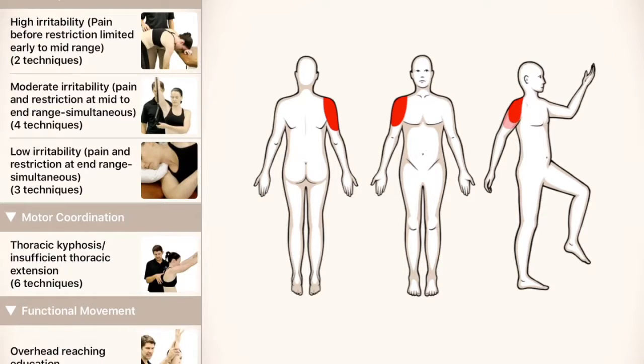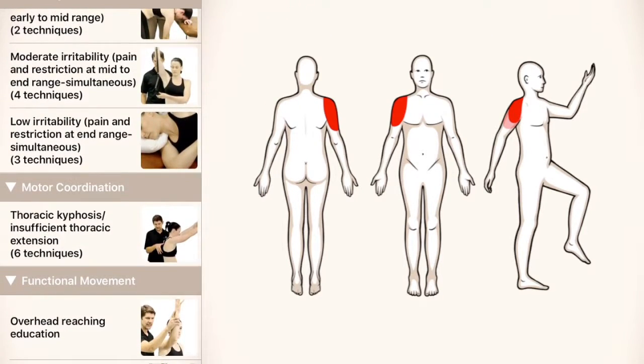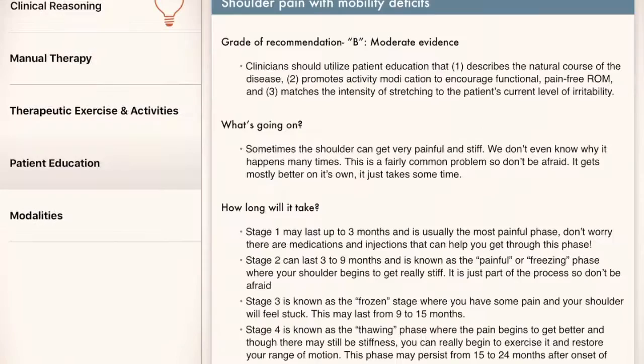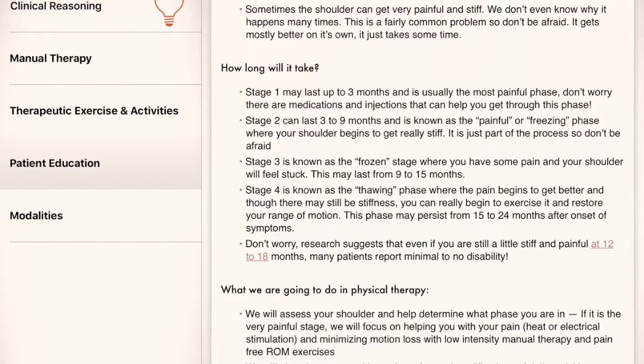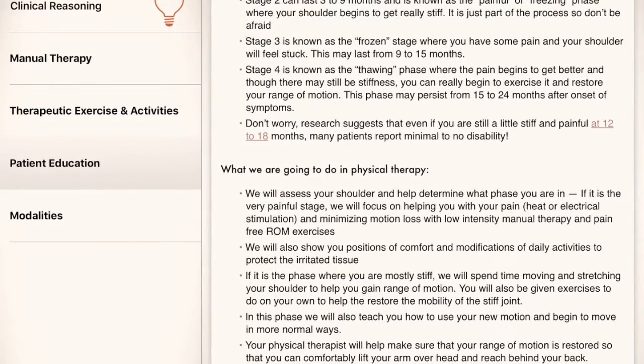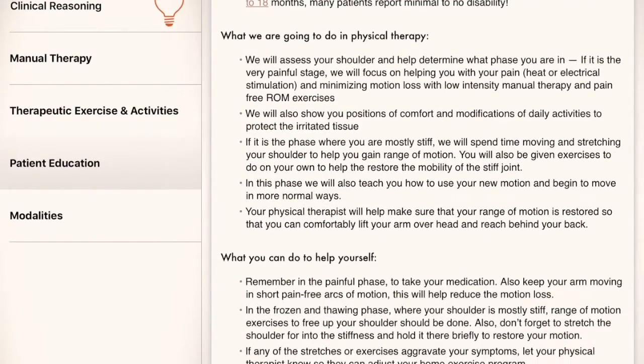Okay, so the guidelines also talk about when the patient has their range of motion restored, now we need to reintegrate that range of motion into function. So using overhead reaching education, proper hand behind back education, all of this becomes the standard return to function type of training. Remember, there's always patient education, so there's moderate evidence that education is very important. Help patients realize what's going on, how long it will take, help them to understand that there are phases, what we're going to do in physical therapy, and how they can help themselves.